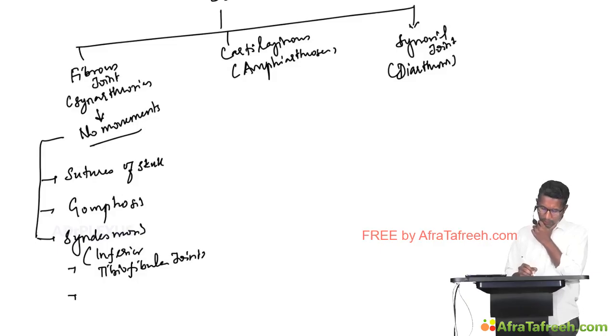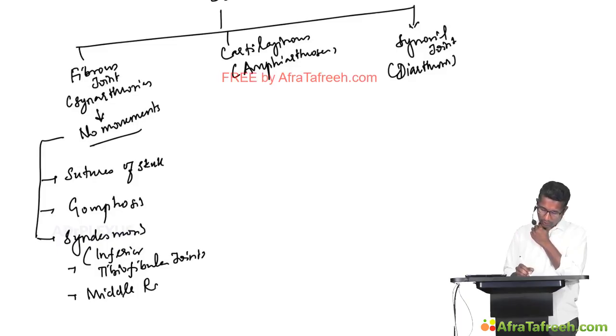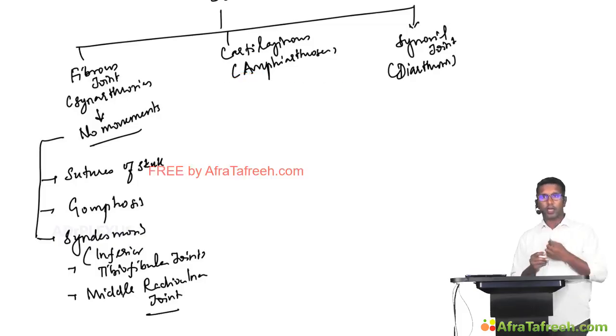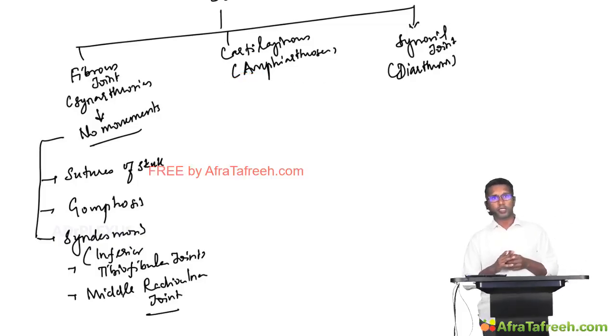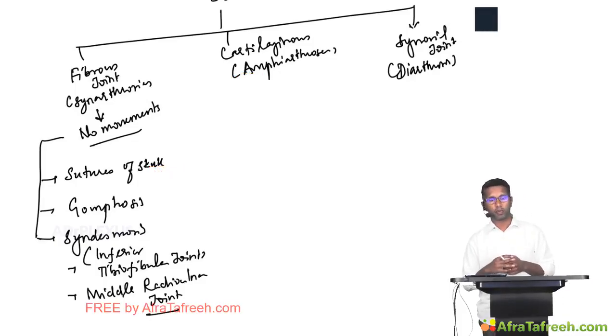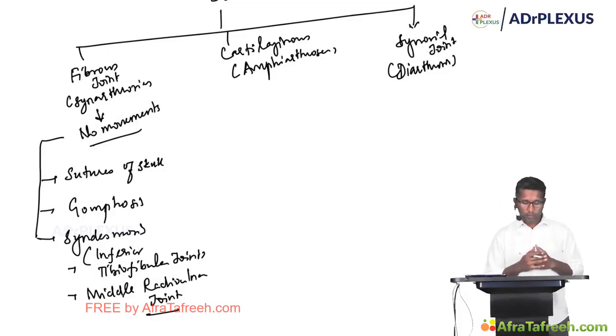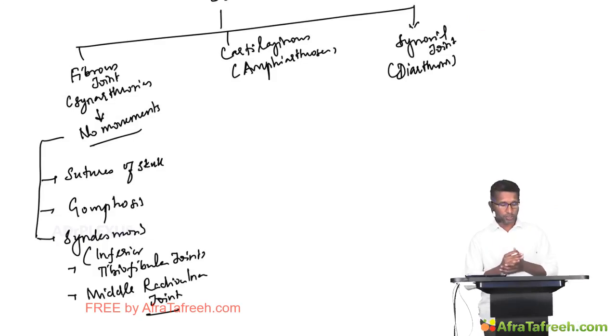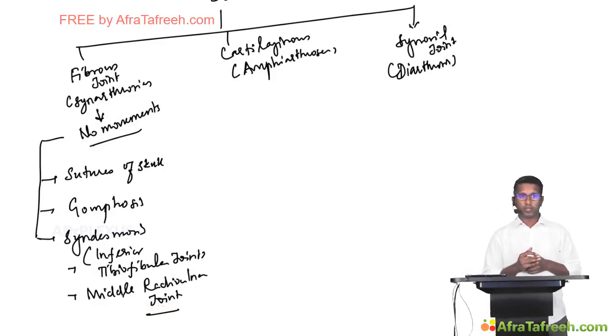Also remember the middle radioulnar joint. The middle radioulnar joint is an example for syndesmosis. Guys, please remember the cartilaginous joints, the fibrous joints and the synovial joints. A lot of questions come from this topic. So what is a fibrous joint? A fibrous joint is a joint where movement doesn't take place much. It is called a synarthrosis.